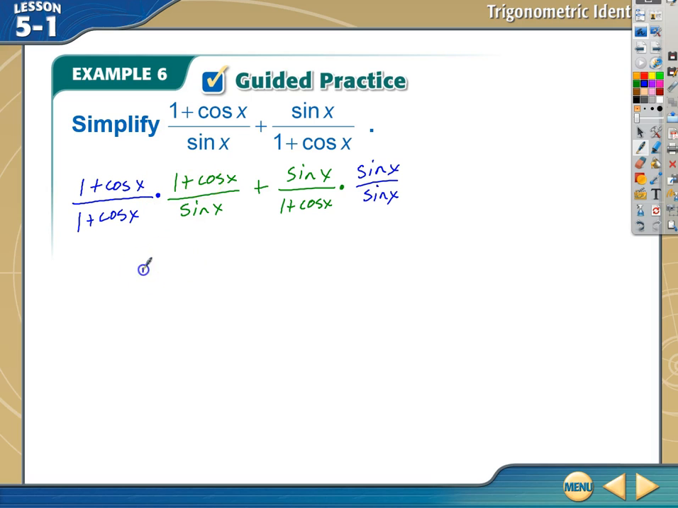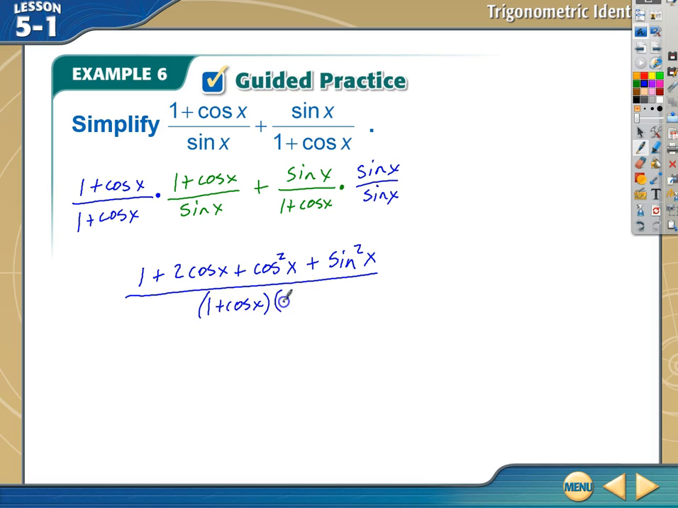Alright, so that's going to be 1 plus, again, foiling, right? First, inner, outer, last. 2 cosines of x plus a cosine squared of x. I did that rather fast in the effort of saving space. First, outer, inner, last. Cosine squared of x. Let's see here. Plus sine times sine, sine squared of x. All over, and I'm going to keep this separate, 1 plus cosine of x times sine of x.